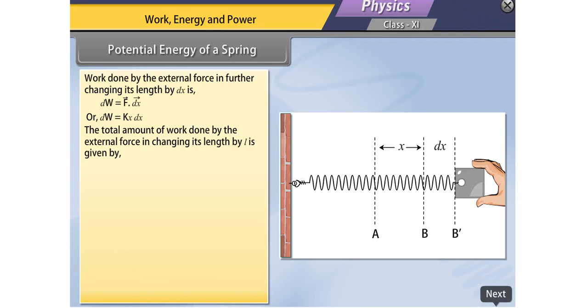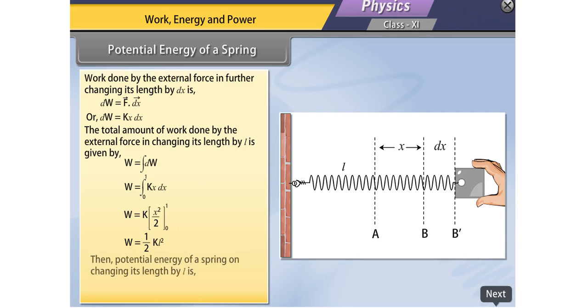Now, the total amount of work done by the external force in changing its length by L is given by W is equal to the integration of dW. By calculating it, we get W is equal to 1 upon 2 kL square. Then, potential energy of a spring on changing its length by L is: potential energy is equal to W. Potential energy is equal to half kL square.